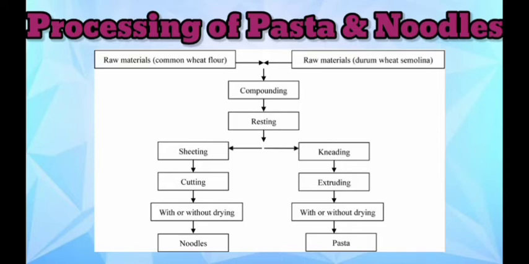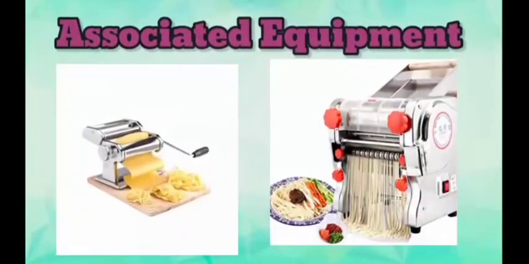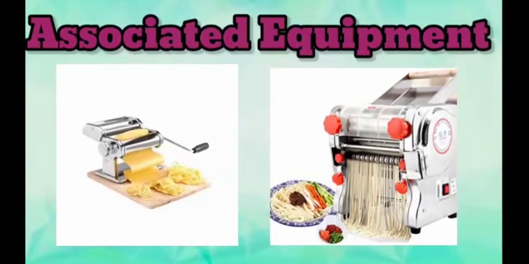And for preparing pasta, we have to do kneading for making the pasta dough. Then we have to extrude it by pasta machine and dry it after baking. In this way, the pasta will be ready to consume. Associate equipment. For making pasta and noodles, we need some associate equipment like cheese grater, drying rack, dough scraper, chopper, pasta machine, noodles machine, rolling pin and wooden spoon.